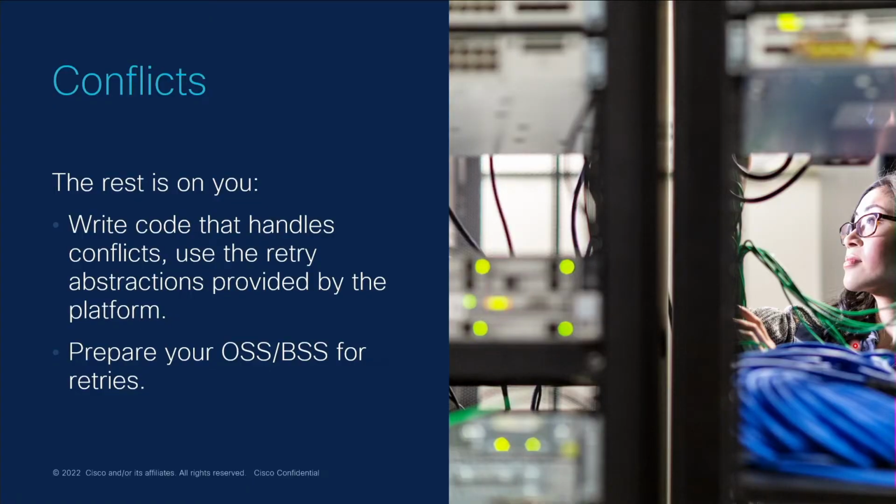But NSO helps a lot and resolves most of your conflicts by retrying, rerunning the transaction from the point of conflict. But there are conflicts where we cannot help, like the counter example. Because of that, we provide new retry abstractions. These are APIs in Java and Python that you can use. So you could review your actions and nano-service side effects, and make sure that you use these new retry mechanisms and abstractions that we provide, because that way you can be sure that the change you want to persist is going to be persisted, it's going to go through, it's going to reach the network. And as well, it can be a good idea to prepare your OSS, BSS layer for retries.